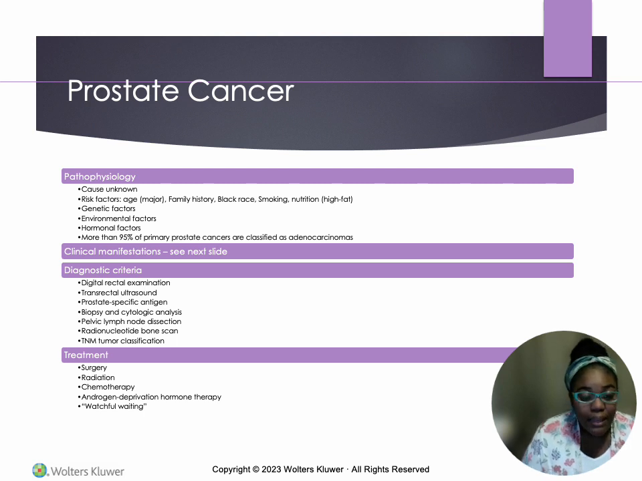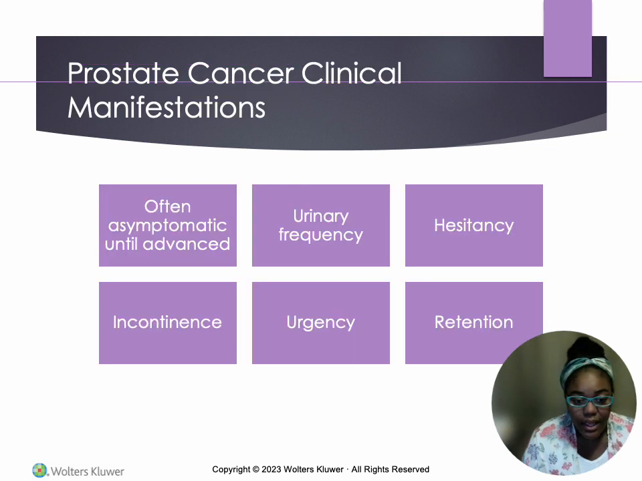As far as treatment, same thing as any other cancer, it's multimodal. So you may have chemotherapy, radiation therapy, surgery. There's androgen deprivation hormone therapy, and also watchful waiting. So prostate cancer can be deadly once it progresses and metastasizes. As far as your clinical manifestations, again, you have hesitancy, retention, urgency, incontinence, asymptomatic until advanced, and then you start seeing these symptoms, and you may even see urinary frequency.